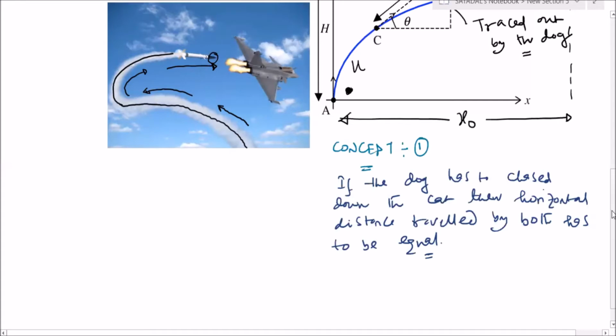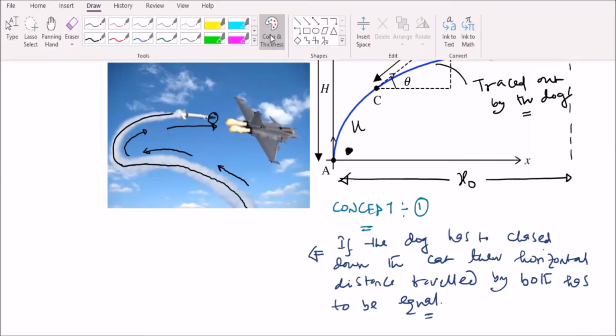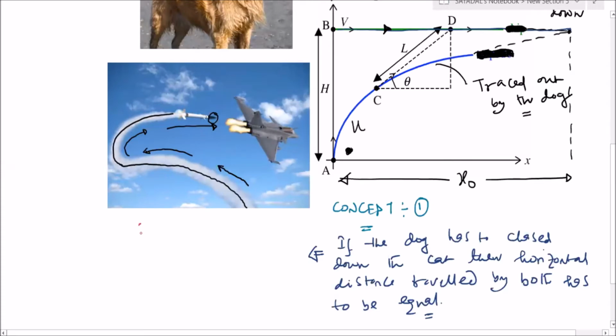If it has to chase down, then clear-cut diagram is there. If it is chased down here, then this is the horizontal distance traveled by the cat, and this is the horizontal distance traveled by the dog. So if the dog has to chase down the cat, horizontal distance traveled must be the same. Is that okay now? Right. So now let us first apply this concept. I'm writing x cat is equal to speed of the cat into time t. This is my equation number 1. Is this okay?